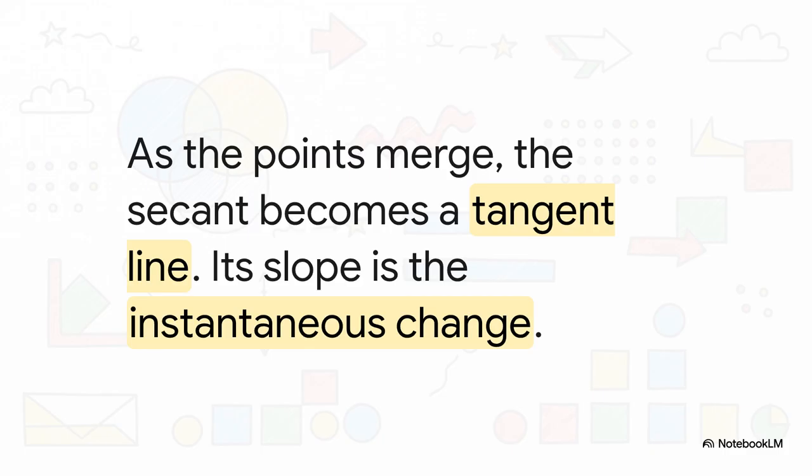Watch what happens to that line. It pivots, it shifts, until it's just kissing the curve at one single point. It becomes a tangent line. And the slope of that line? That's it. That's the derivative. That's the instantaneous rate of change.